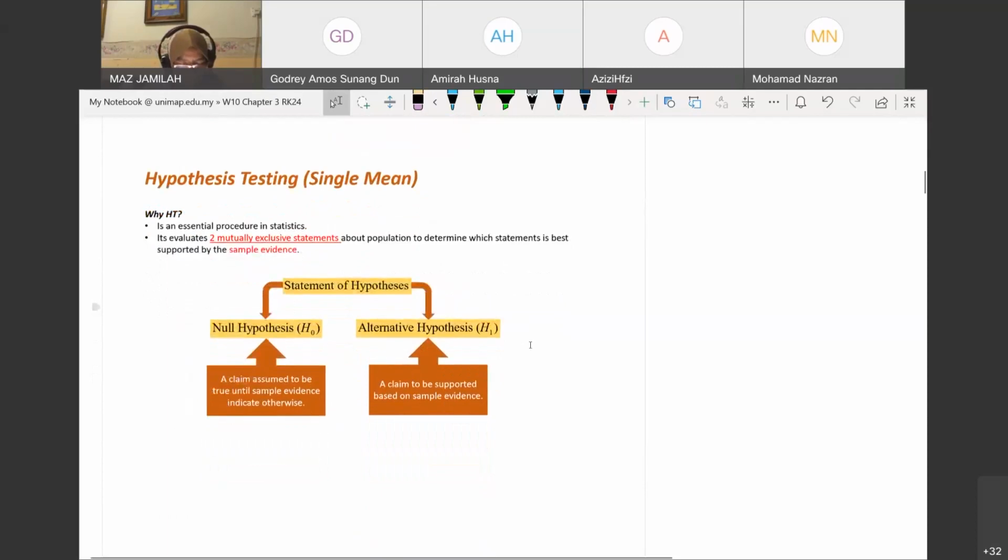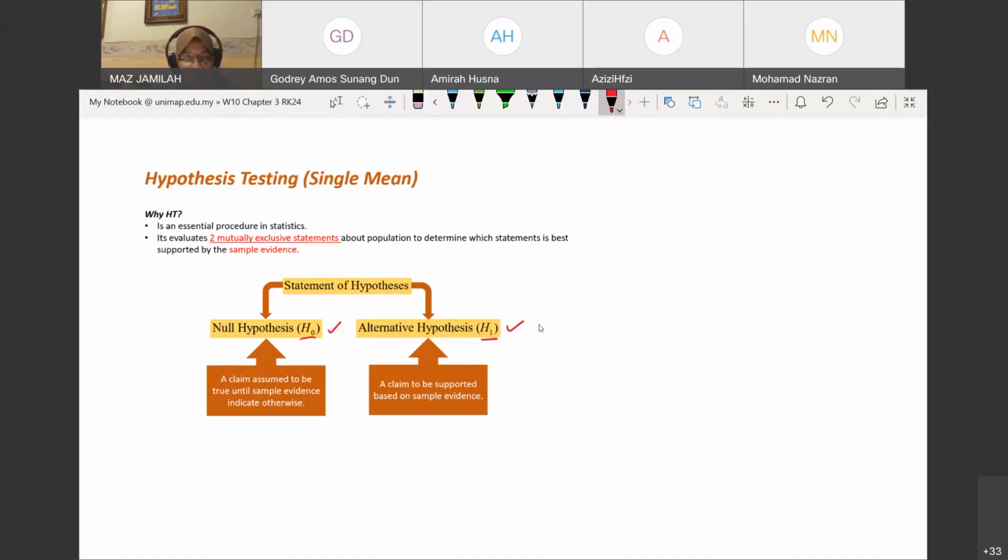Now, last time we have discussed what is hypothesis testing, and in our hypothesis testing, there will be two statements that we will always refer to, and that will be our decision-making standpoint. That two statements will be the null hypothesis and the alternative hypothesis. In terms of notation, null hypothesis is known as H null, and alternative hypothesis is H1. What is null statement? What is alternative statement? If your claim is defined at the null statement, it is a claim assumed to be true until sample evidence indicate otherwise.